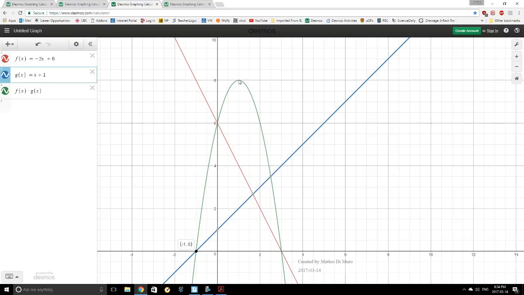Let's try to find another good point to look at: the y-intercept. On the red function, the y value is 6. On the blue function, we got a y value of 1. Well, 1 times 6 is 6. So there's our y-intercept. And again, we're just doing these graphically today.